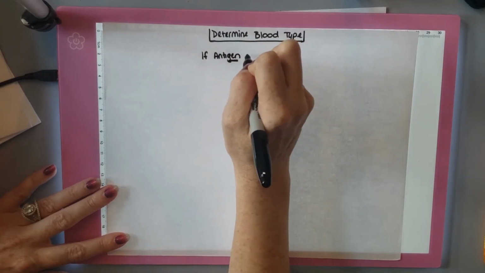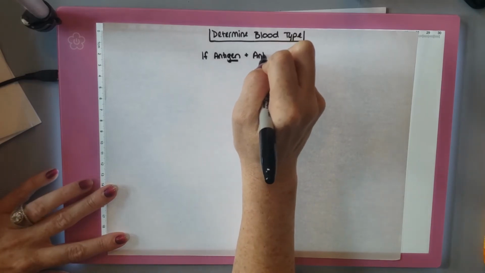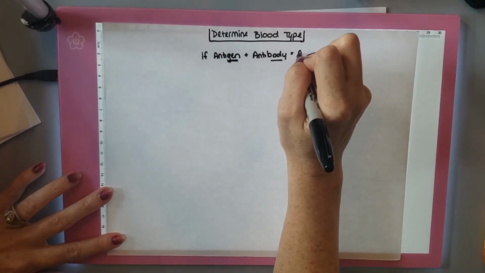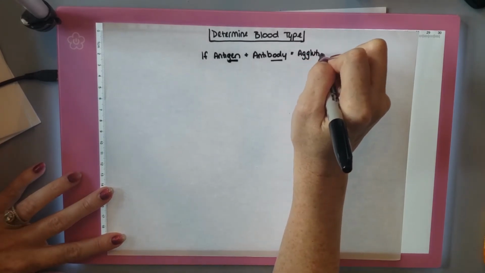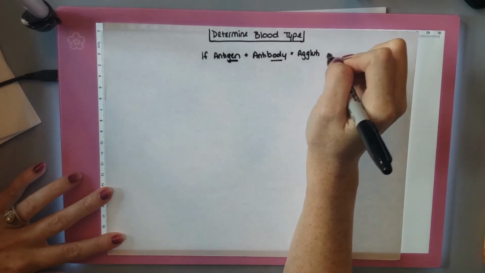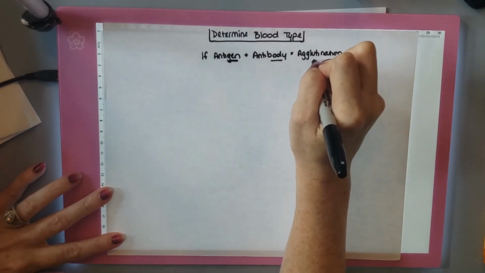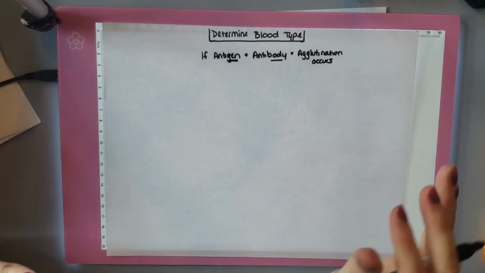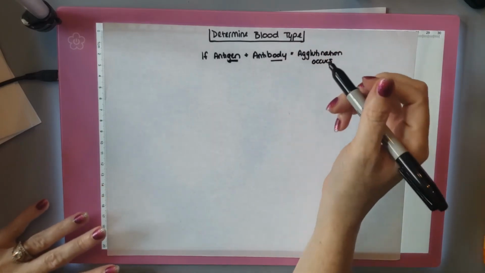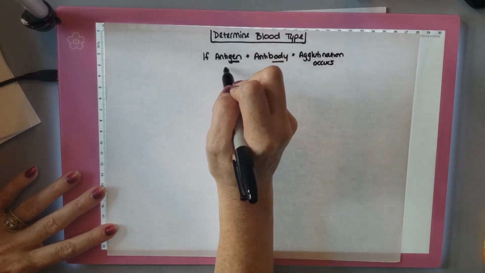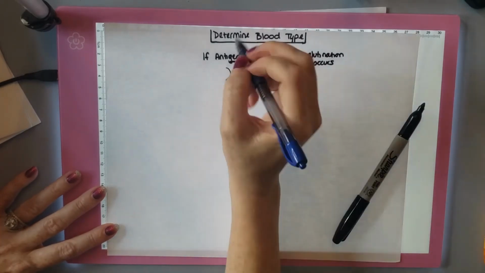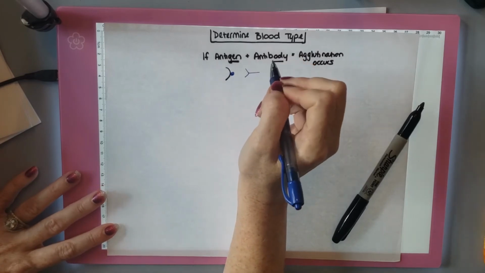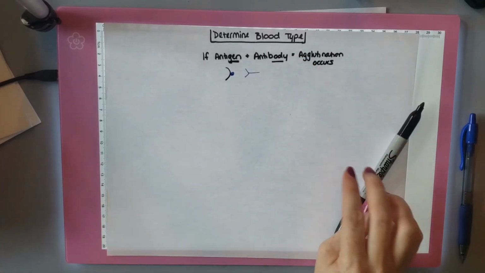If antigen mixes with antibody, agglutination occurs. Okay, so agglutination is when it kind of clumps. All right, so you'll have lysis, you'll have clumping. It's trying to kill that cell. So if this antigen, we'll say B, why not, mixes with this antibody, then you're going to get clumping.